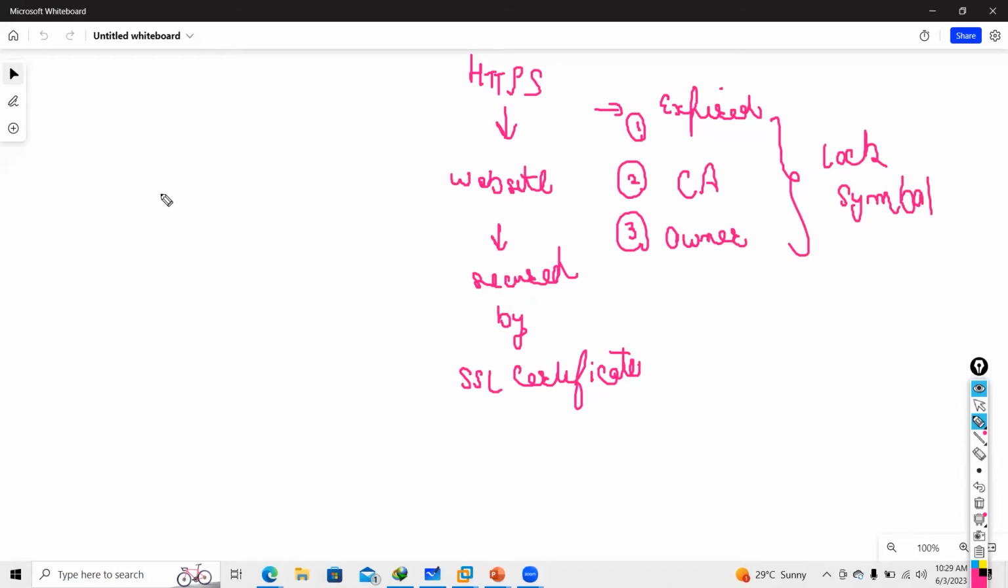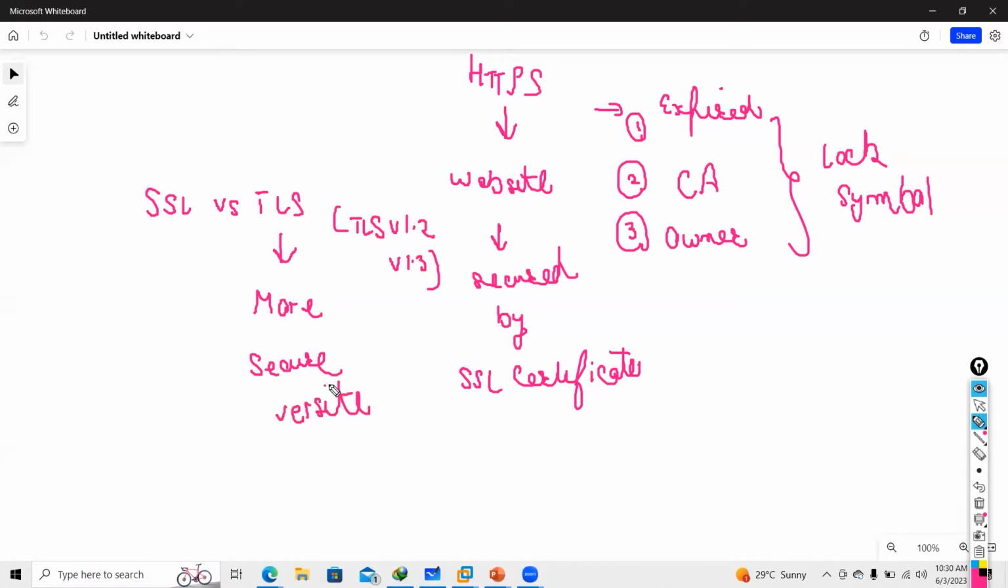So SSL versus TLS, both are the same thing, but TLS is more advanced. It is the more secure version. So right now TLS 1.2 and 1.3 are more secure, guys. So whenever you apply your certificates, make sure your certificates use TLS 1.2.